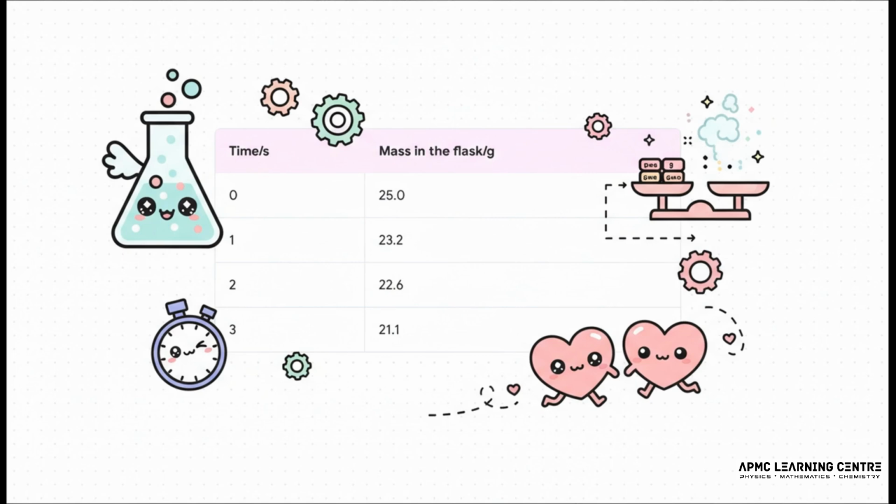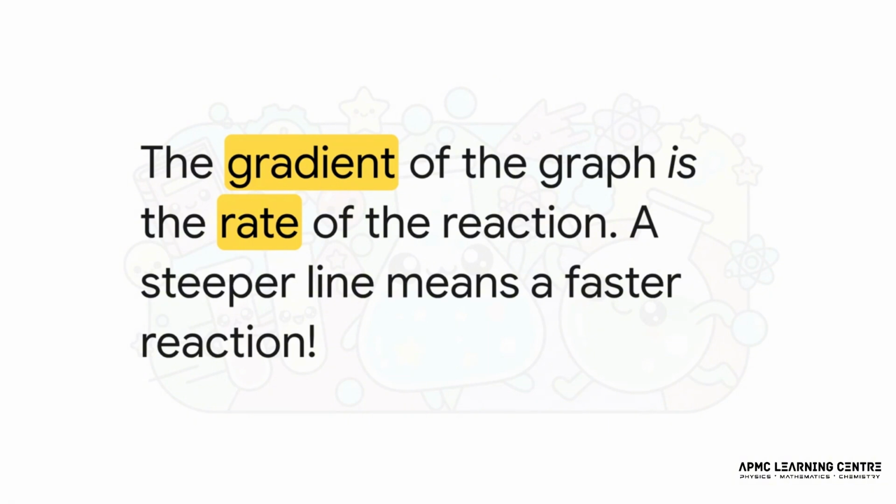A second later, it's down to 23.2, and it just keeps dropping. These little data points are going to form the backbone of our visual story. And here it is. This is the single most important idea of this whole explainer.